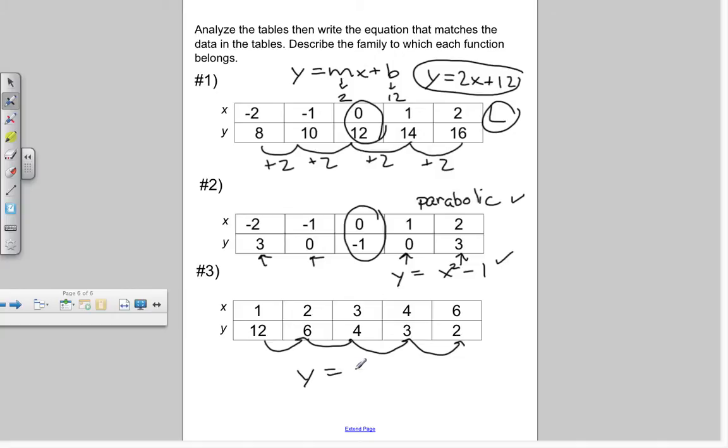So I'm thinking about y, I'm thinking about x in the denominator, and I'm wondering what's on top. So let's figure this out. If I do divided by 1, I get 12. If I do divided by 2, I get 6. If I do divided by 3, I get 4. I think it might be y equals 12 divided by x. 12 divided by 1 is 12. 12 divided by 2 is 6. 12 divided by 3 is 4. That works. What is it? Inverse or hyperbola. Either one would work.